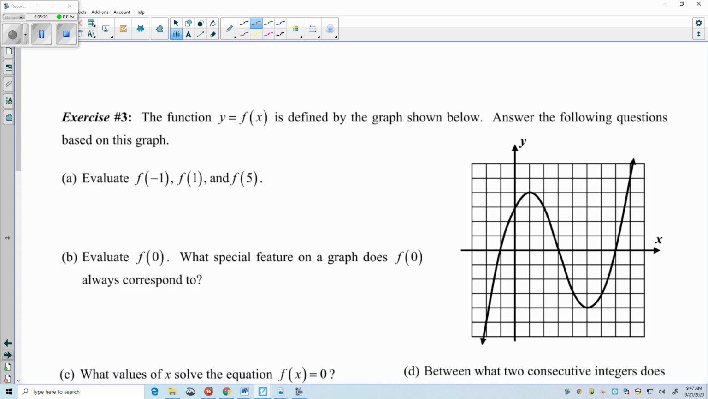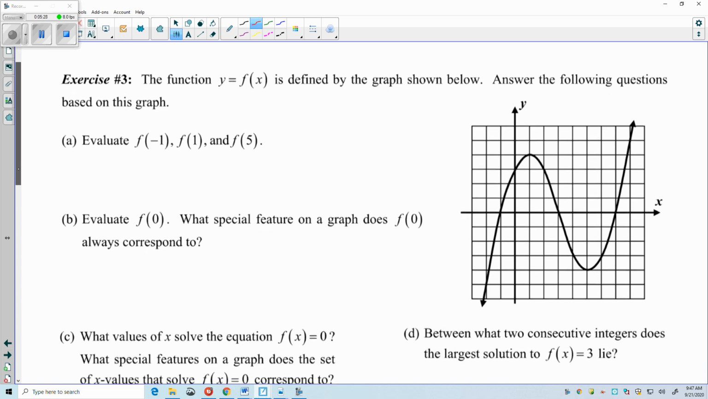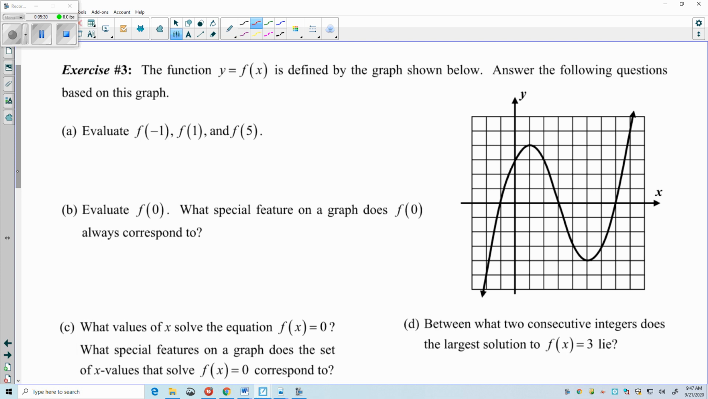So for exercise 3, we have a function. I don't know what the graph is. I don't need to know what the equation is, but I have the picture of it, so I can actually see it on the right-hand side. And we're going to answer our questions based off of this graph. So now again, different way to notate it. I don't have an equation that I can actually just go right and evaluate it, but I do have a function I can read off of.